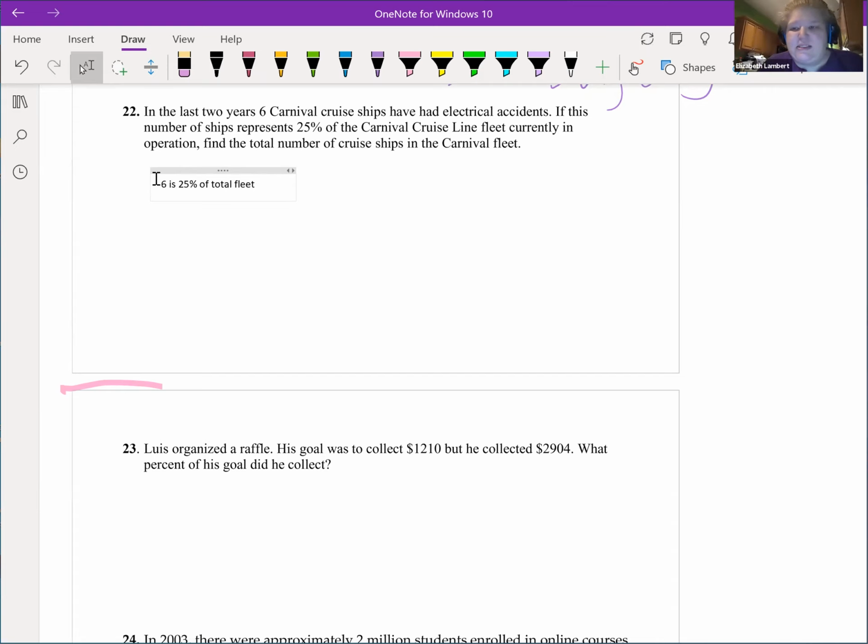Now, the sad thing is, like, it's kind of made up, but it's also true. Carnival cruise ships have had a lot of problems.